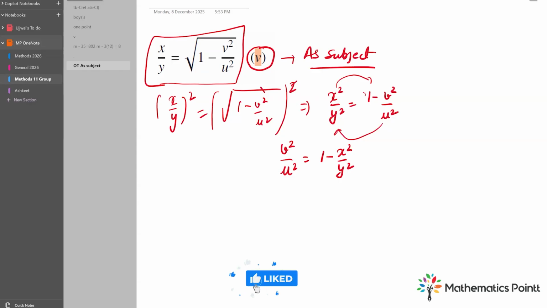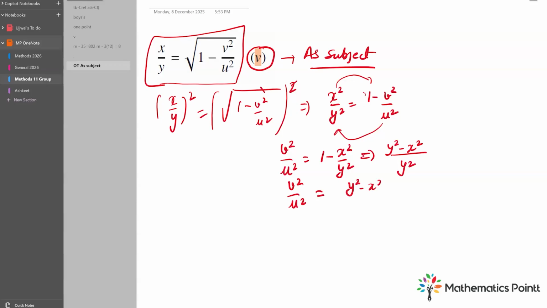Yeah. Right? Then probably I want to join this up under one common denominator, easy for me to handle as a fraction. So I'll say y square minus x square. So finally, I have v square over u square equals to this fraction.